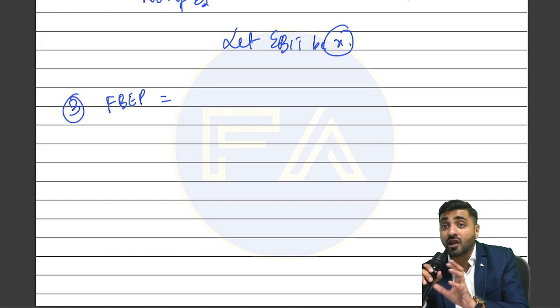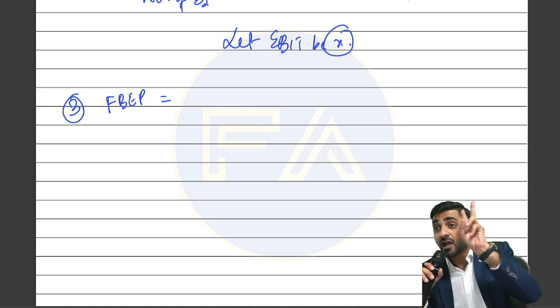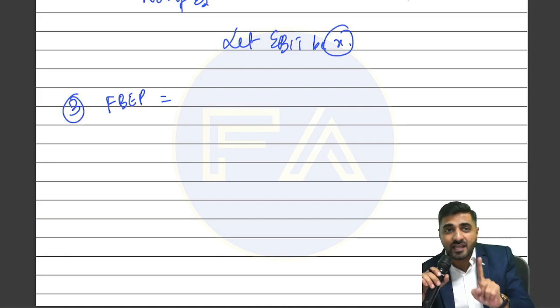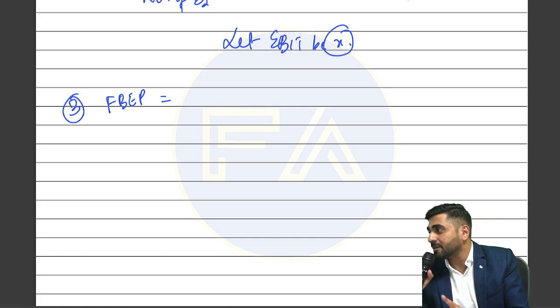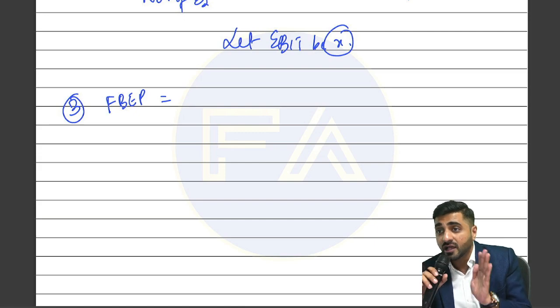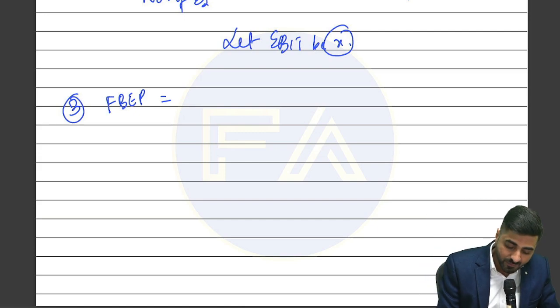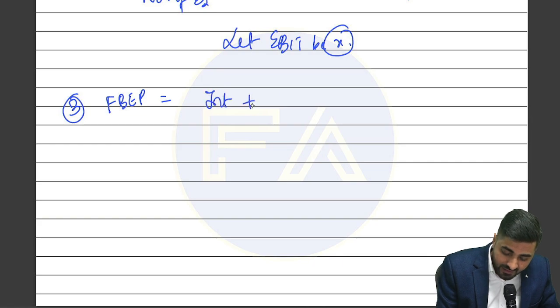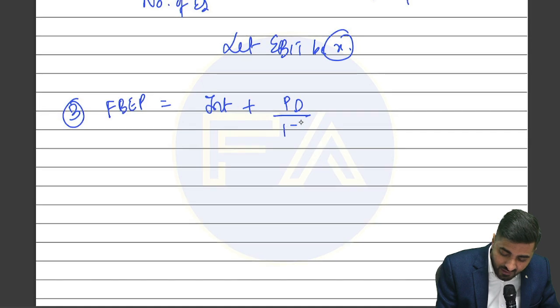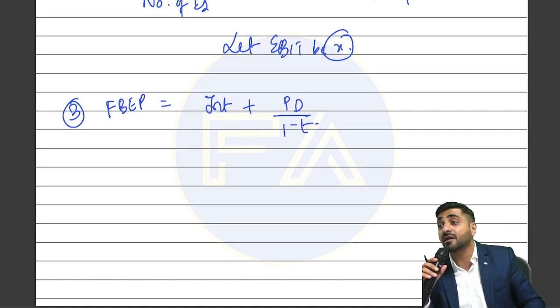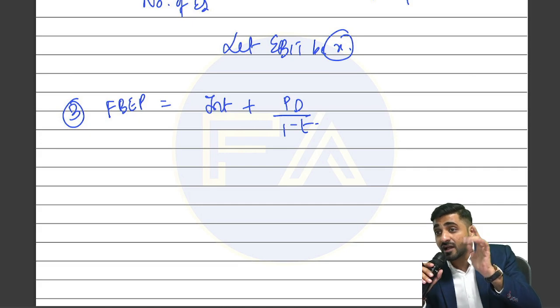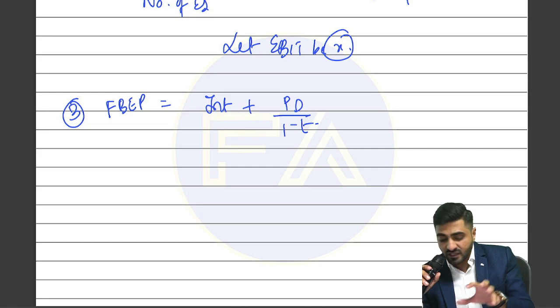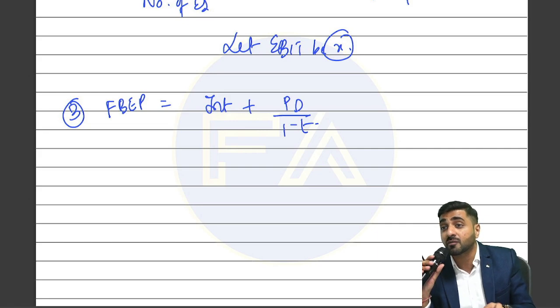Can I say overall at least I have to earn how much? 2 lakh rupees. Only then my equity shares will break even. If I earn anything less than 2 lakh rupees, then can I say my equity shareholders will suffer a loss? Come on, yes or no? Yes, sir. That's why financial break-even point should be interest plus preference dividend upon 1 minus tax. What's the formula? Interest plus preference dividend, divided by 1 minus tax. That gives you the financial break-even point. Yes or no?